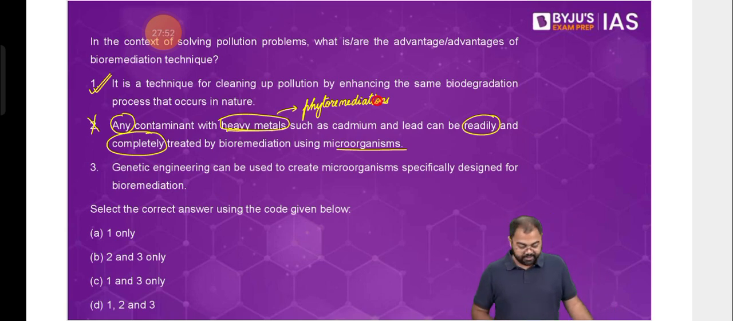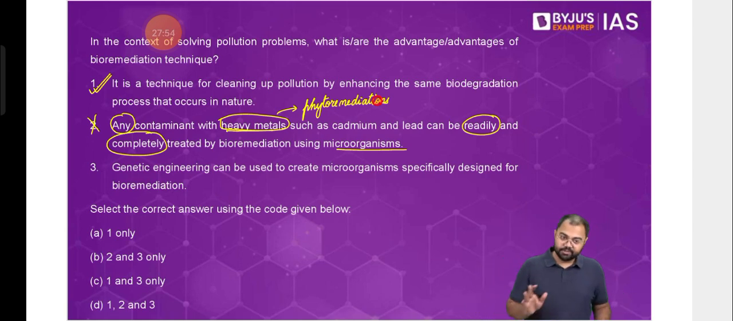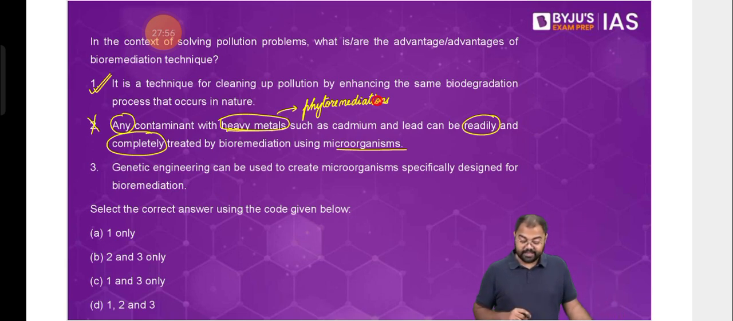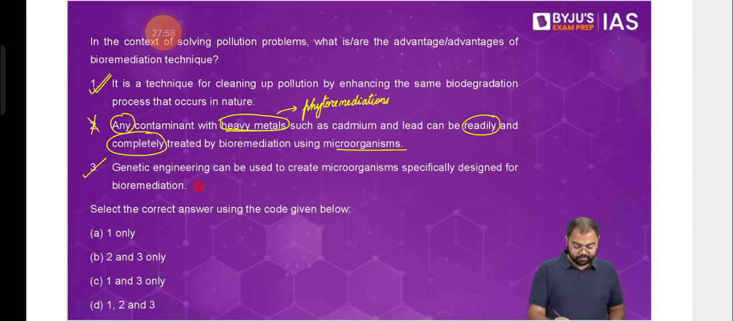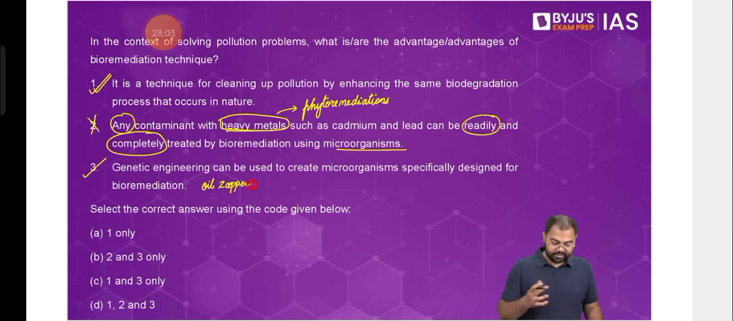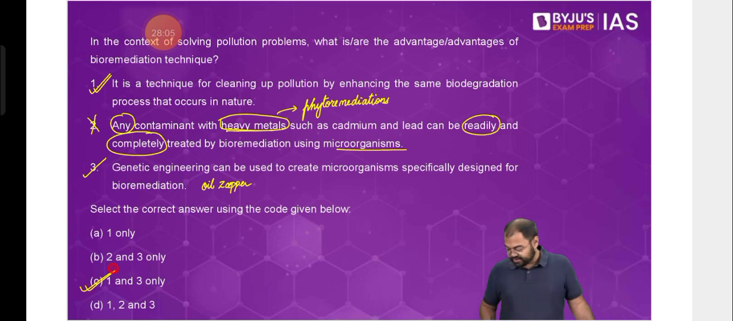So that is basically what is happening in this particular scenario, and hence that's why the second statement is not correct. Third, genetic engineering can be used to create microorganisms specifically designed for bioremediation. This is also correct. Oil zapper is a simple example. We discussed that in oil zapper, you have 5 different kinds of bacteria which have been taken together. So the correct answer will be 1 and 3 only.